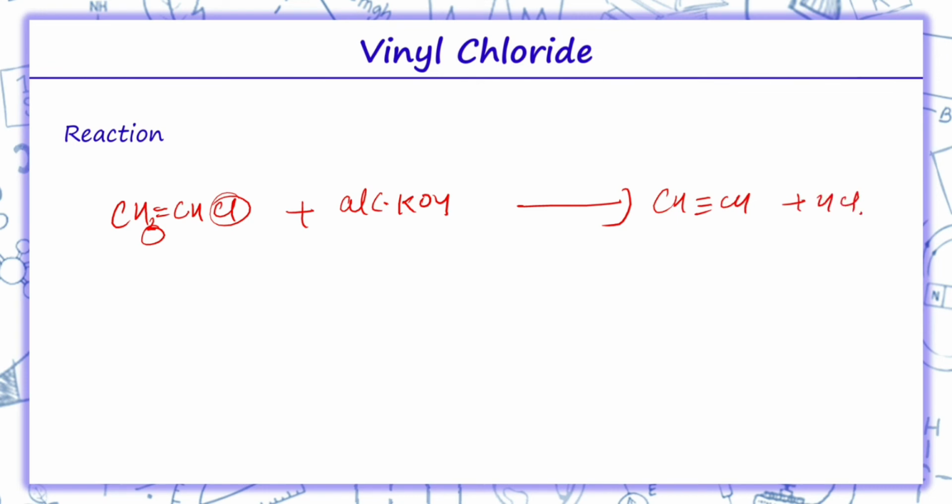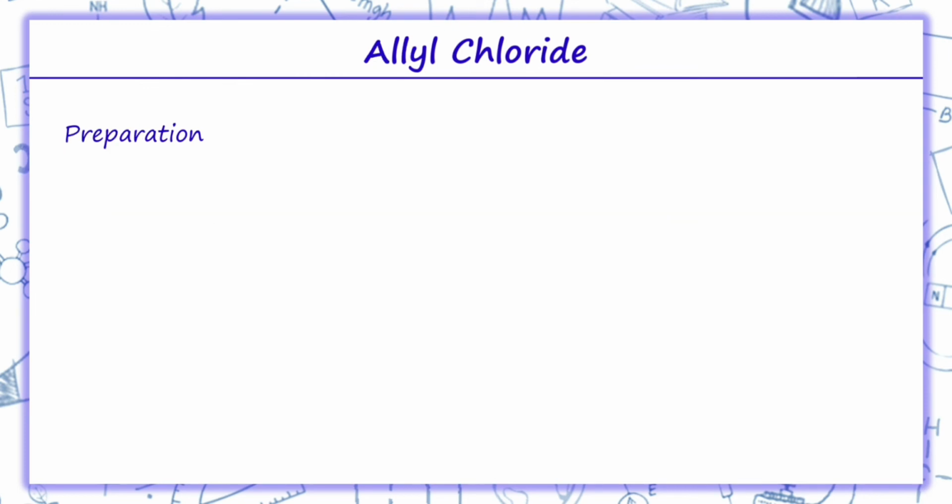The halogen atom in vinyl chloride is quite stable and does not respond to nucleophilic reactions easily. This is due to the resonance stabilization of vinyl chloride. Thus it reacts with alcoholic KOH and gives ethyne. Coming on to the next, allyl chloride.